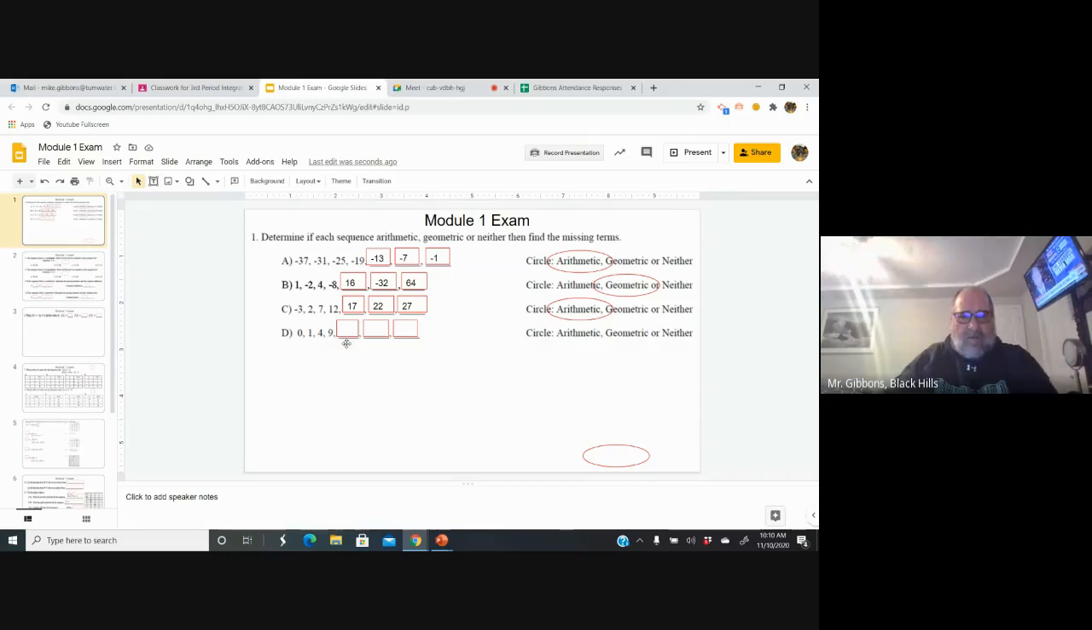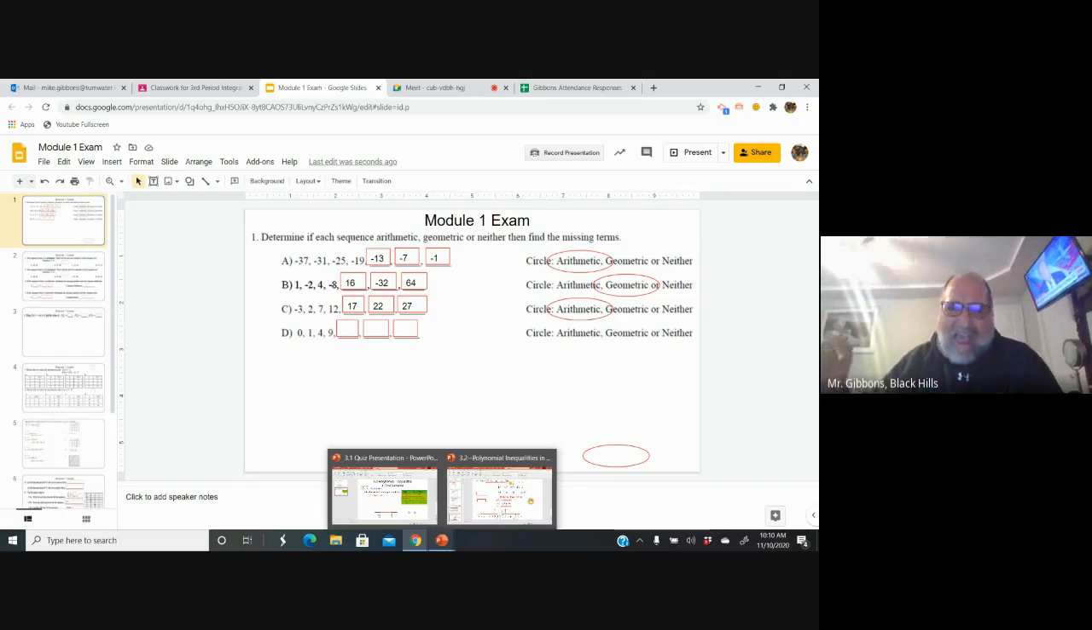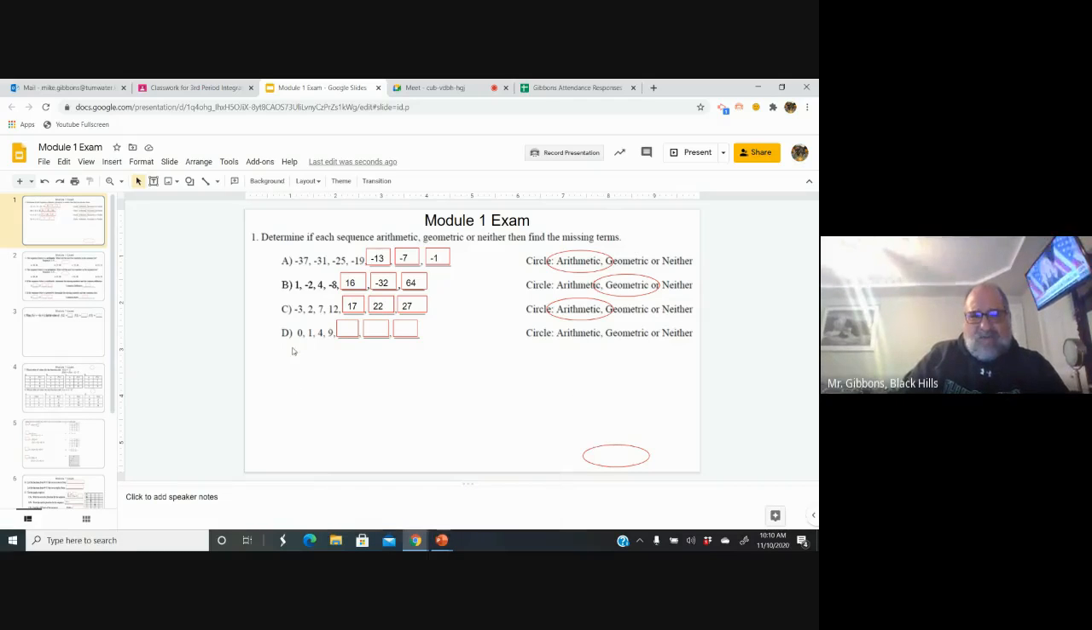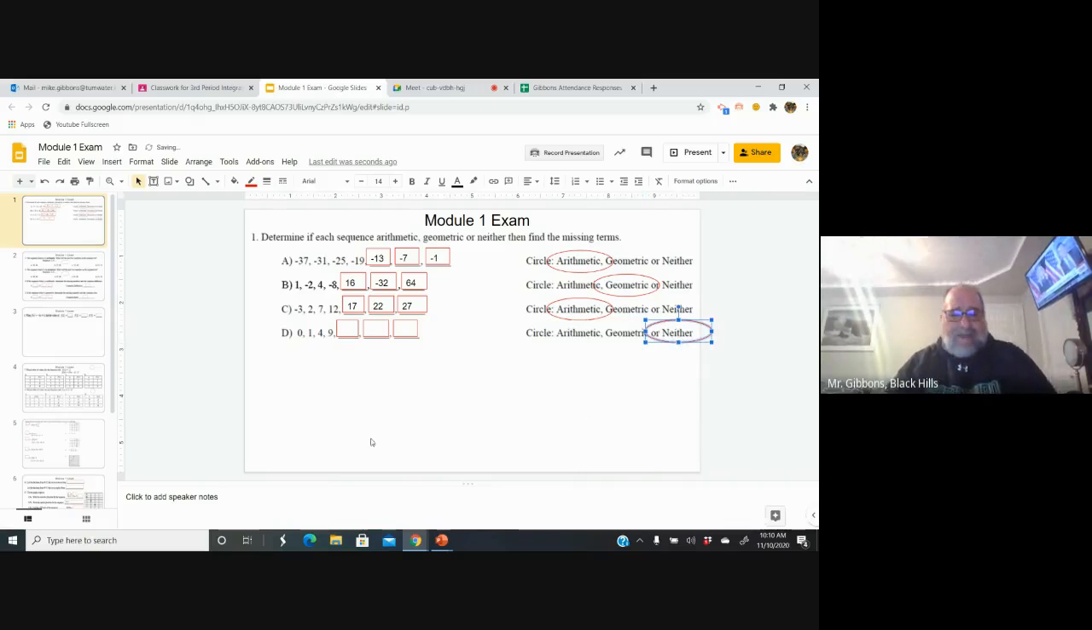Now this one, 0 to 1, 1 to 4, and 4 to 9. I'm not adding the same thing every time, and I'm not multiplying by the same thing either time. So I know right now that this sequence is neither arithmetic or geometric. So there's a neither right there. I'm going to go there right now. But I can see a pattern, and I hope you can too.